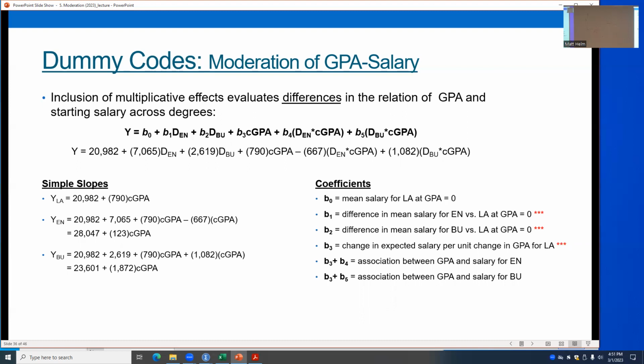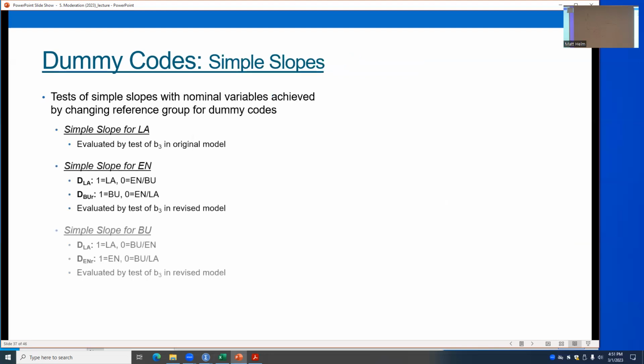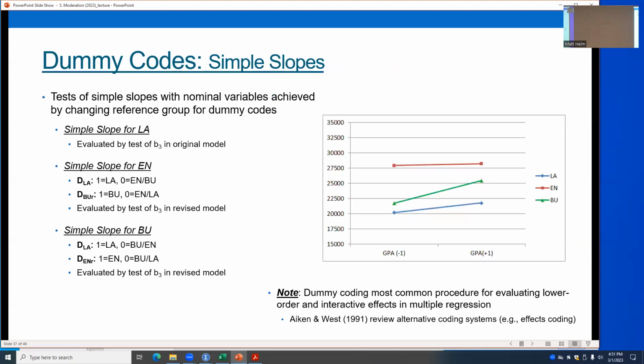Or if I want it for business, I've got dummies for liberal arts, dummies for engineering, liberal arts GPA, engineering GPA. Now business is my reference group, and this is now giving me the simple slope for that. Okay. So it's actually kind of a pretty slick system to go through and take a look.